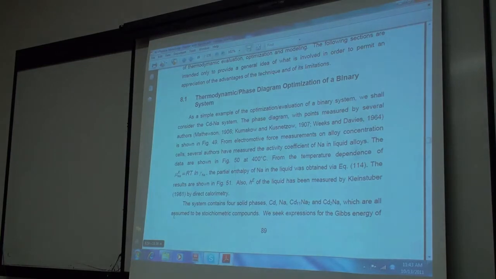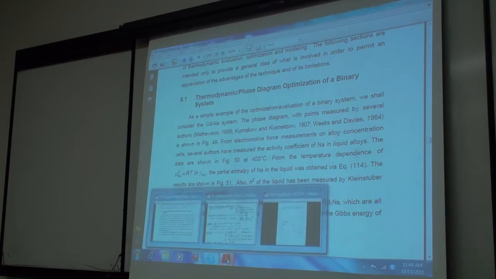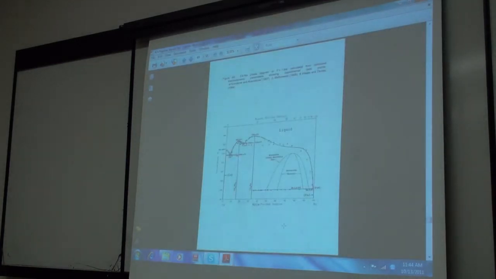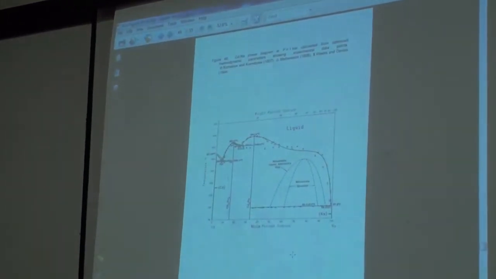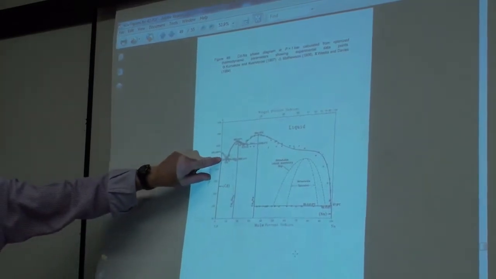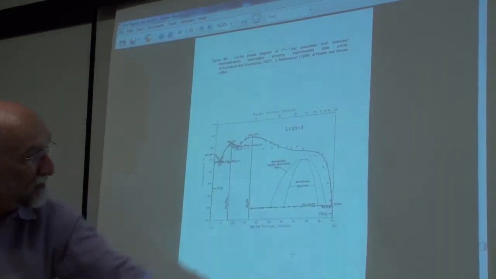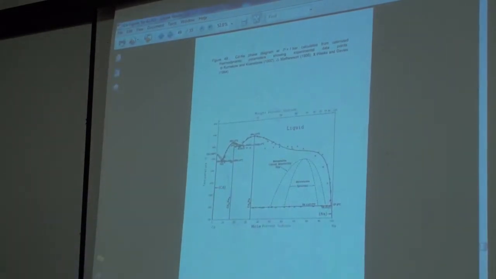So in a simple example of the optimization of a binary system, we consider the cadmium-sodium binary system. The phase diagram is shown in figure 49. So there's your phase diagram, which has experimental points from several authors. You see there are two compounds. There's no solid solubility; these are considered to be effectively stoichiometric compounds. There's no limiting solubility in the end members, so we assume the end member solid phases are pure solids.